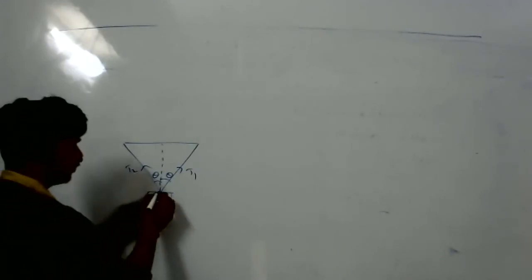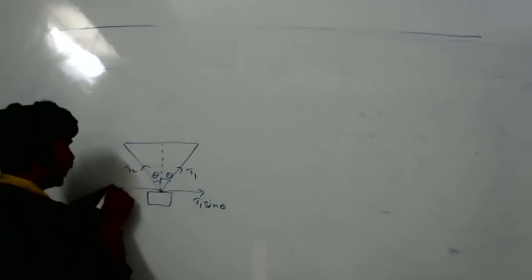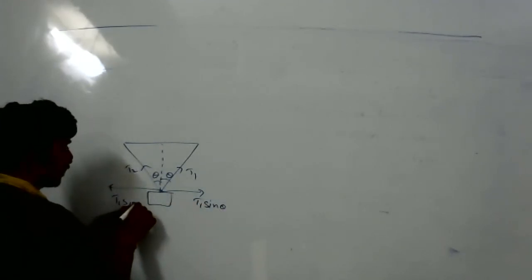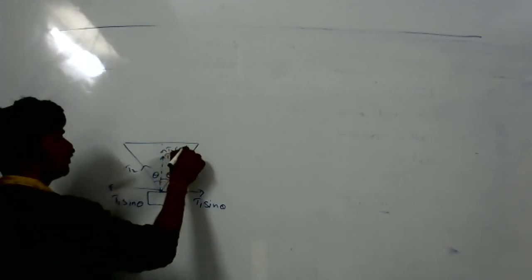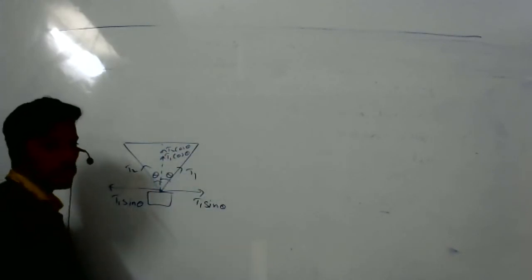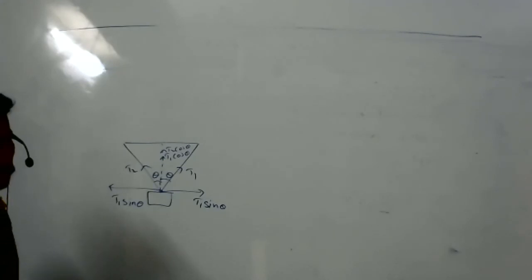Could sir write T3 now? T1 sine theta. T1 sine theta. T1 cos theta. Yes, sir. T2 cos theta. Sir, now if that's a vector, we can use cos square alpha plus cos square beta plus cos square gamma is equal to 1.